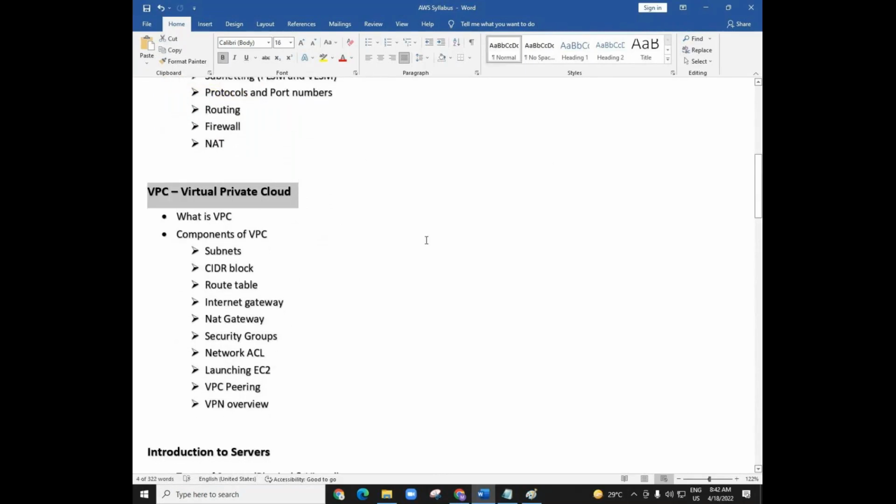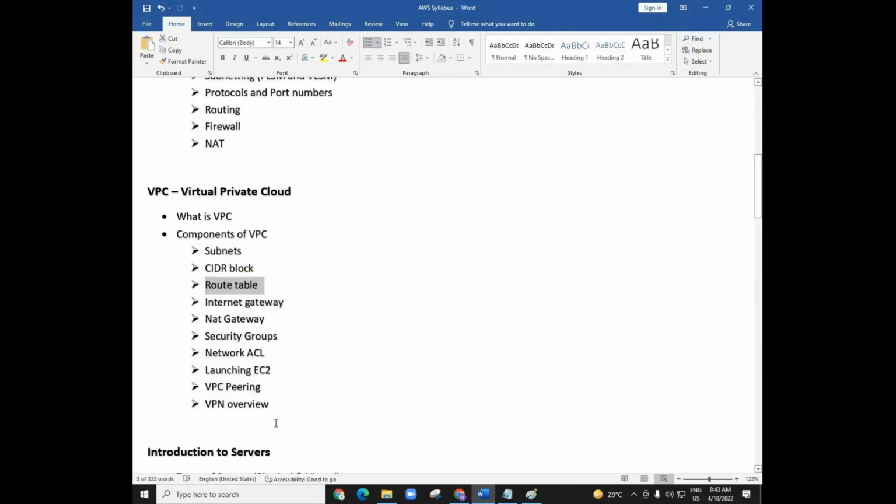Remember I told you there is a physical network and there is a virtual network. So VPC is that virtual network, virtual private cloud. Once we connect to the Amazon data center, there we need to make our whole network. In that network, there are many things like subnets, network ACL, VPC peering, NAT gateway, a route table, all these things we need to learn.